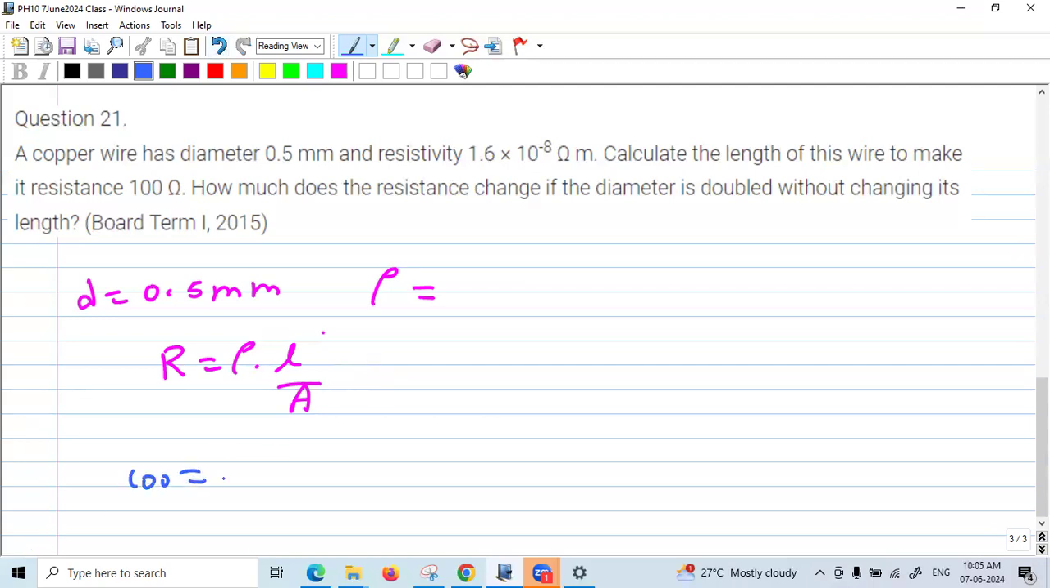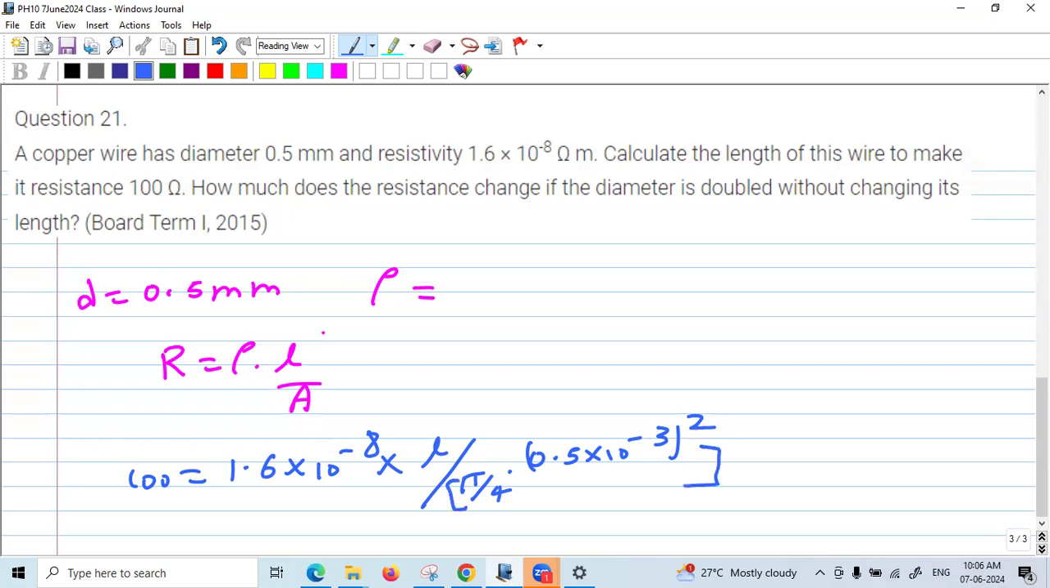100 equals rho in SI units, 1.6 into 10 raised to minus 8, and you have to find L. The area is pi r squared, which is the same as pi by 4 d squared. D is 0.5 mm, that is 0.5 into 10 raised to minus 3, squared. It is in the denominator. You just have to do the calculation.